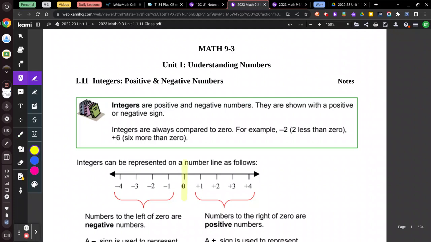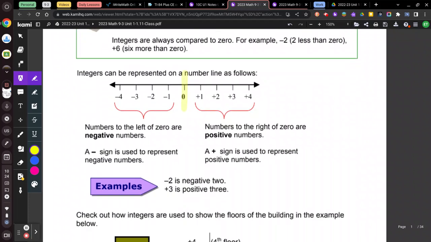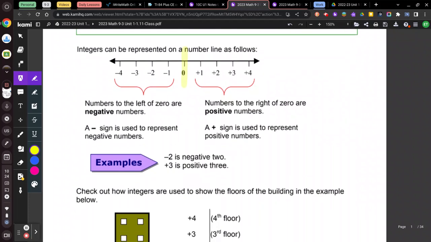So the ones that go to the left of zero are the negative numbers. As you go to the left, the number gets smaller. As you move to the right, the number gets bigger. Negatives are smaller numbers as well. So it says you can put them on a number line, either horizontally or vertically.